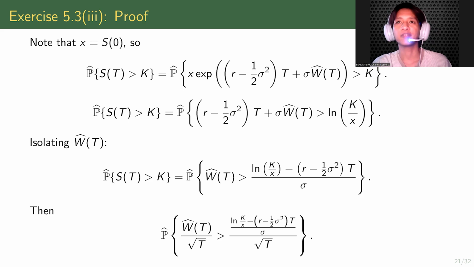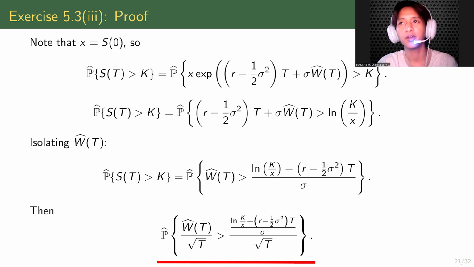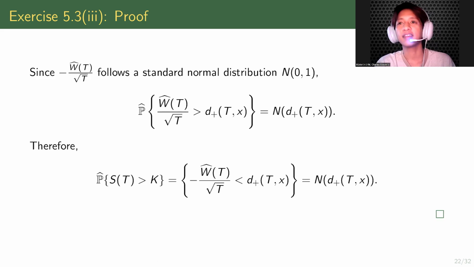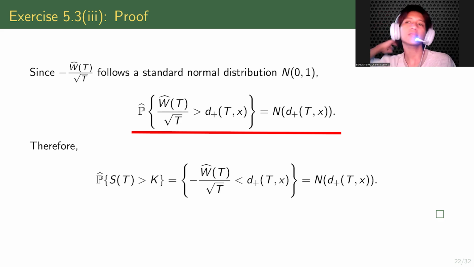For the last part of proof number 3, since d plus of t and x is equal to ln of x over k plus the quantity mu minus 1 half of sigma squared times t, all over sigma times the square root of t, and since the negative of W hat of t over square root of t follows a standard normal distribution N of 0 and 1, we get the probability of W hat of t all over square root of t greater than d plus of t and x, which is equal to N of d plus of t and x.